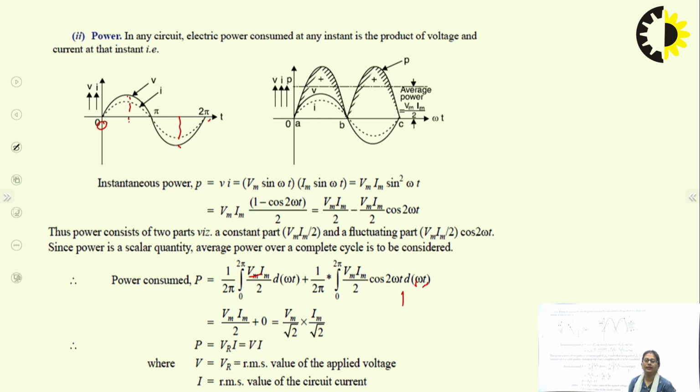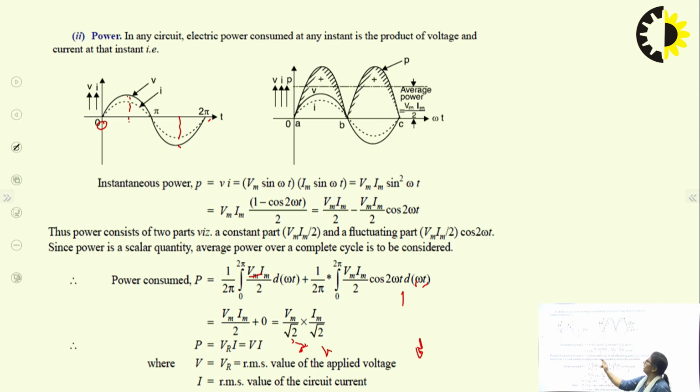So, let us start with the instantaneous power. The instantaneous power can be given by instantaneous voltage multiplied by instantaneous current. What is instantaneous voltage? Vm sin omega t. What is instantaneous current? Im sin omega t. Both are in the same phase. If that is so, I am getting Vm Im sin square omega t.